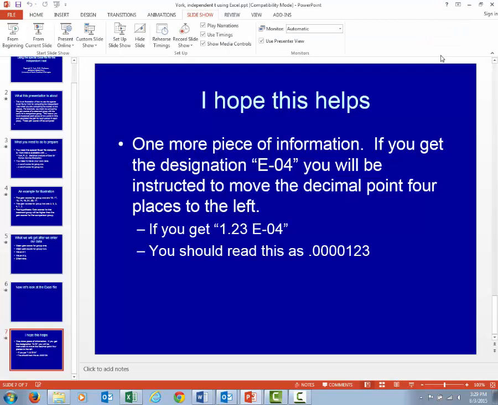Okay, I hope this helps. Here is information in case you forgot what I just told you. If you get a designation, this particular illustration is E-04, we had E-07, but anyway, if you have E-04, you'd be moving your decimal place 4 points over. So if you got 1.23 E-04, move this 4 points over. 1, 2, 3, 4. So you have 3 zeros and a 1 before your decimal place, 0.000123. And here's how it would look.